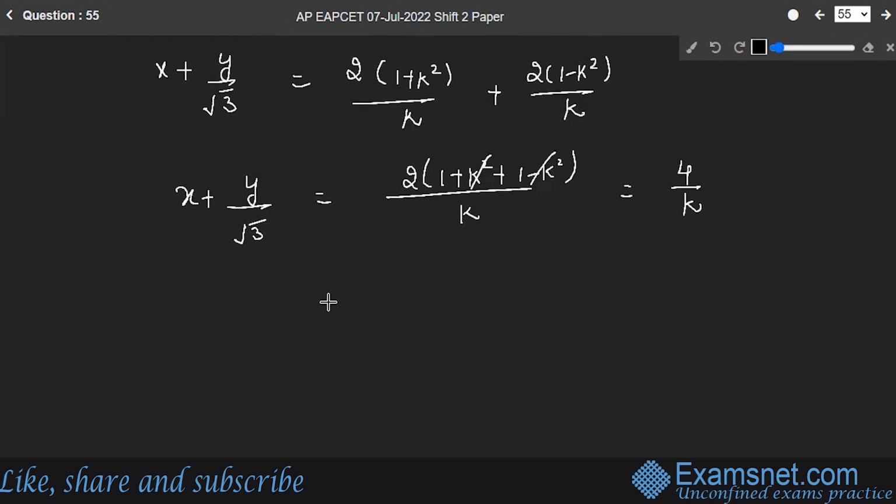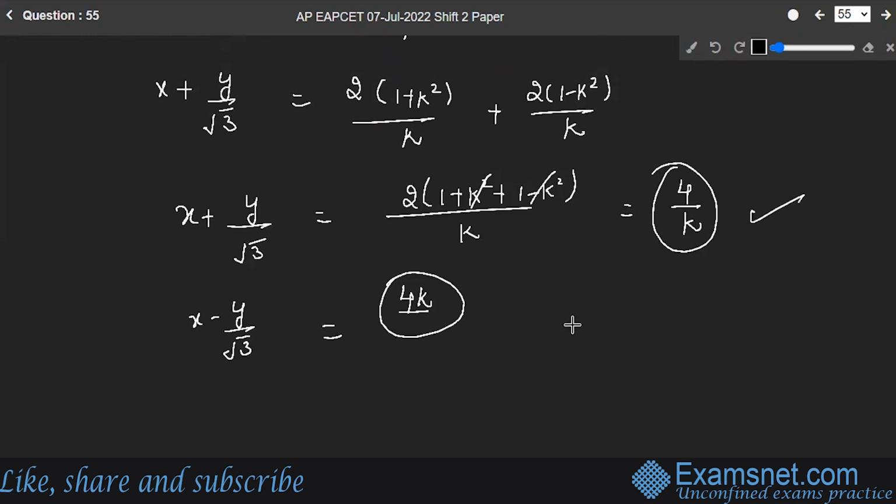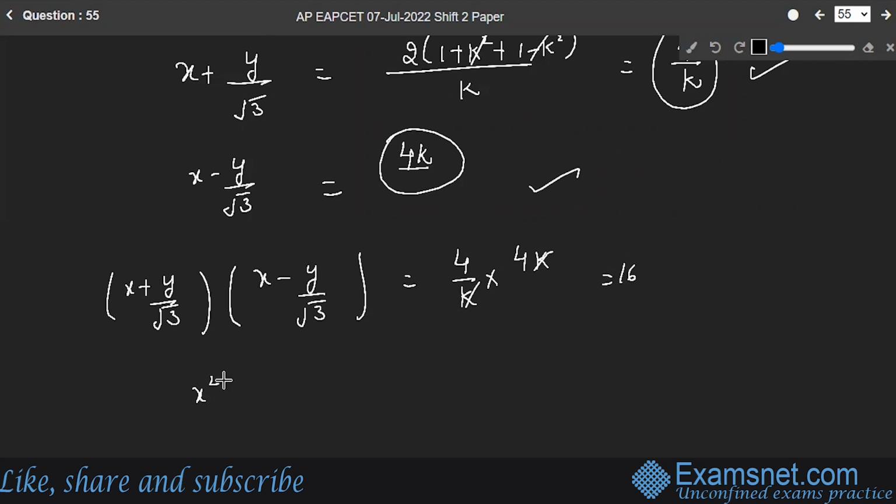Similarly, when you solve it for x minus y by root 3, you will get the value as 4k. So x minus y upon root 3 comes out to be 4k, and x plus y upon root 3 comes out to be 4 upon k. Now, let's multiply both of them. You will get x plus y upon root 3 times x minus y upon root 3 is equal to 4 upon k into 4k, which will be equal to 16. So a plus b into a minus b becomes a square minus b square, and this is equal to 16.